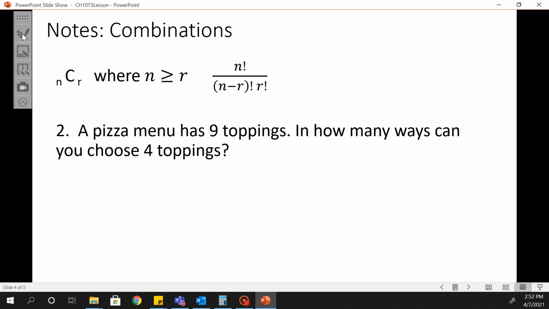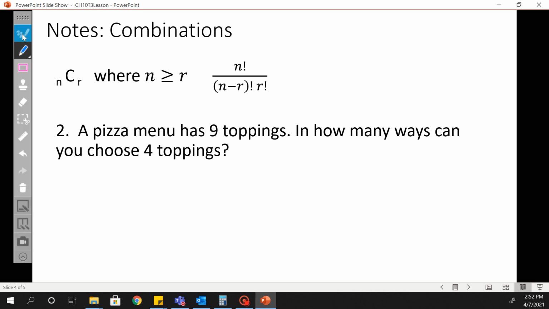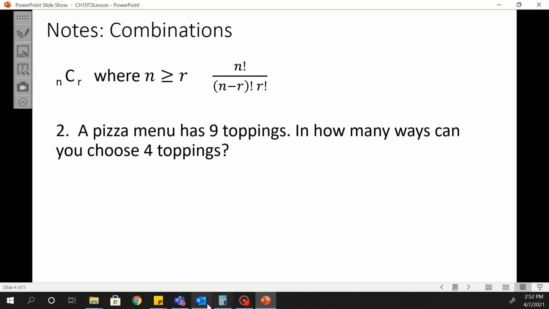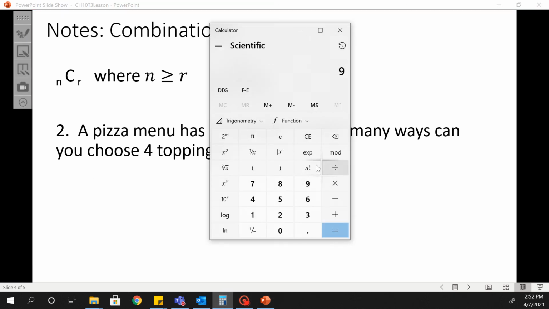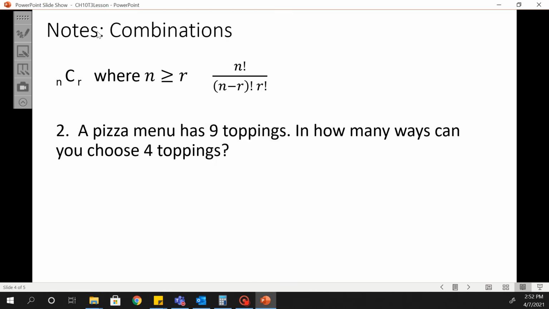Number 2: a pizza menu has 9 toppings. How many ways can you choose 4 toppings? This is a combination because any 4 toppings will make the same pizza. It doesn't matter what order you choose the toppings in. So this is 9 choose 4. That's 9 factorial over 9 minus 4, so 5 factorial, times 4 factorial. 9 factorial divided by 5 factorial times 4 factorial is 126. So 126 different ways to make the pizza.